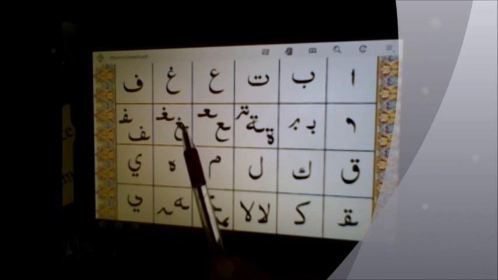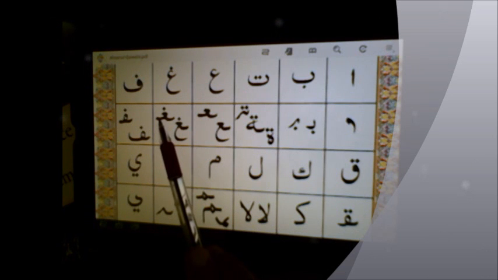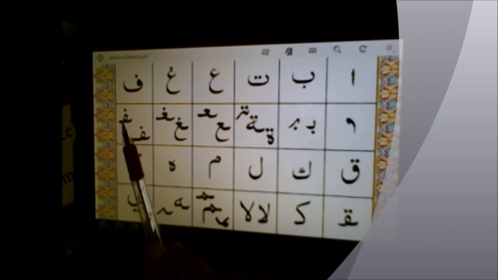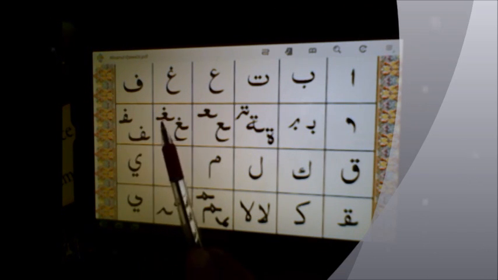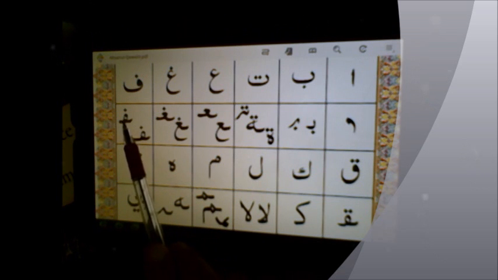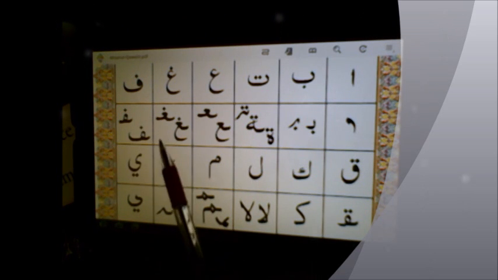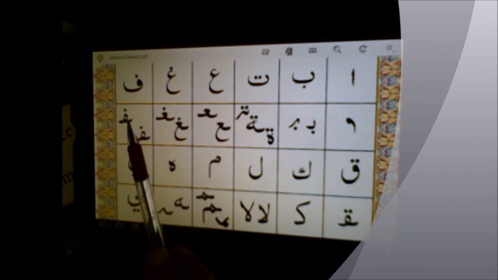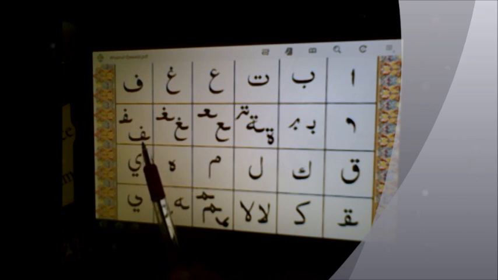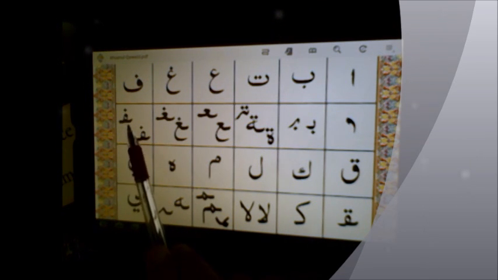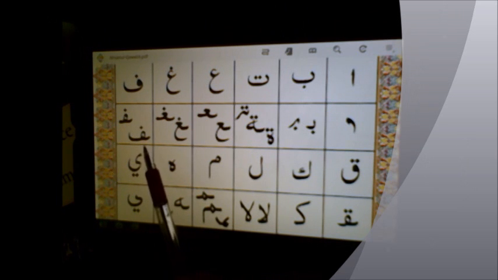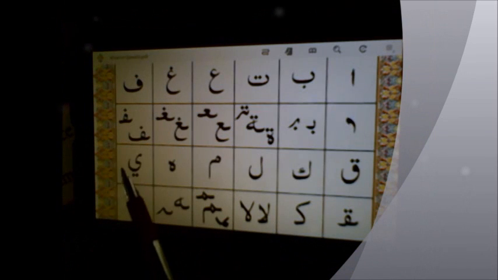And again, people get fooled between this and fa. This is what a fa looks like, and this is what a ghain looks like. This is kind of pointy, and this is round on top. So make sure you don't get confused. Fa, middle fa, and end fa. This is a fa that you get in the middle of a word, and this is a fa that you would get at the end of a word.